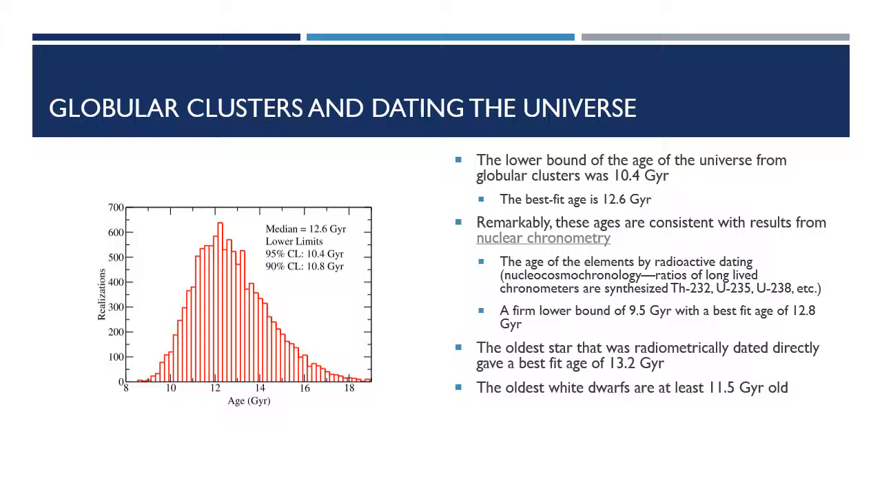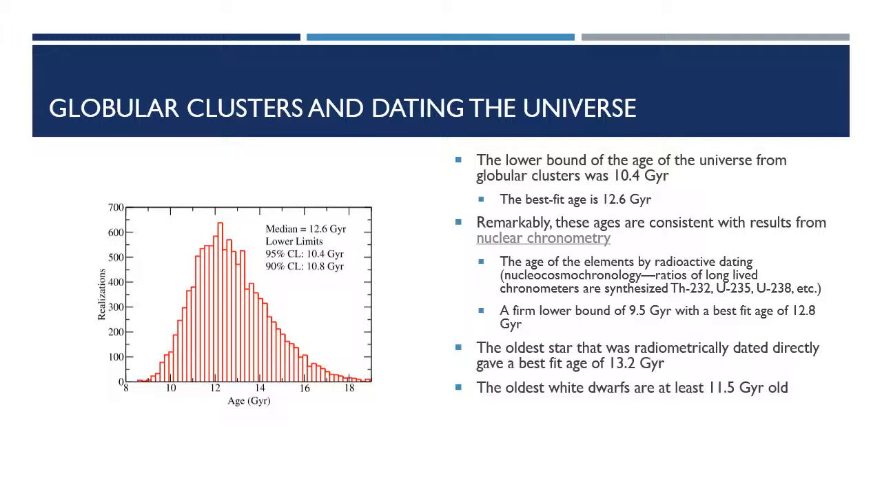And here's an example of a distribution of many different clusters. The lower bound was about 10.4 billion years with 95% confidence. And then the median, or I think the mean or best fit age, was around 12.6 billion years old. And this is looking at many different globular clusters.